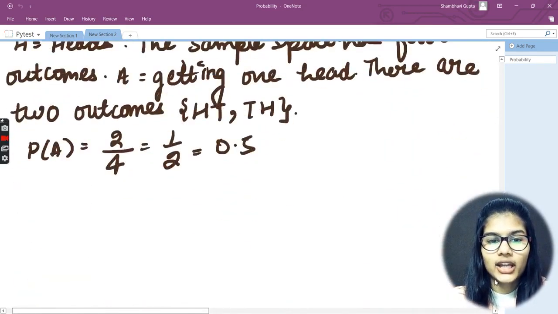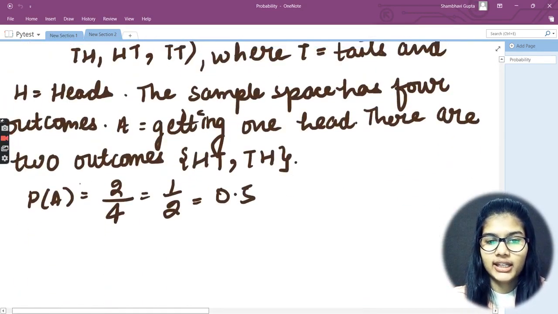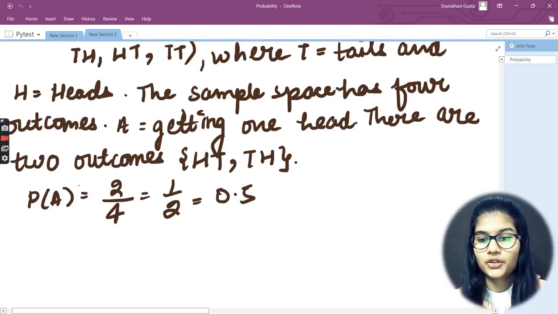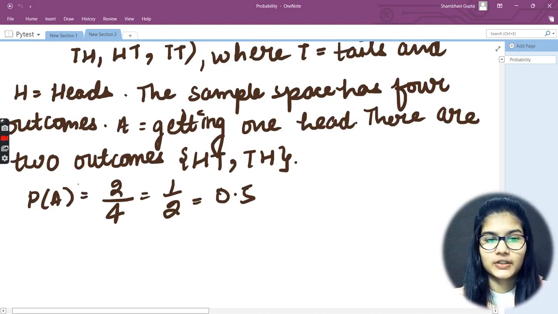And see here what I am getting: probability of A is equal to 0.5. Right, so this is how you calculate the probability of an event for all the outcomes in the sample space which are equally likely. Okay, so hope I'm pretty much clear with this particular thing too. Great. Fine, pretty fine. Now this is how you approach the questions.